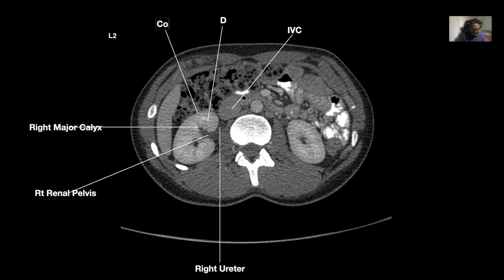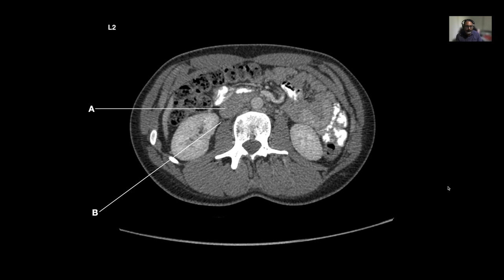Yes, A is the cortex. That's the medulla. Correct. Yes, there you go. The capsule is the border outside, so it'll be slightly further back. But yeah, you got it right. Okay, excellent. Correct. Correct, that is the right ureter. Correct. I think that's it.